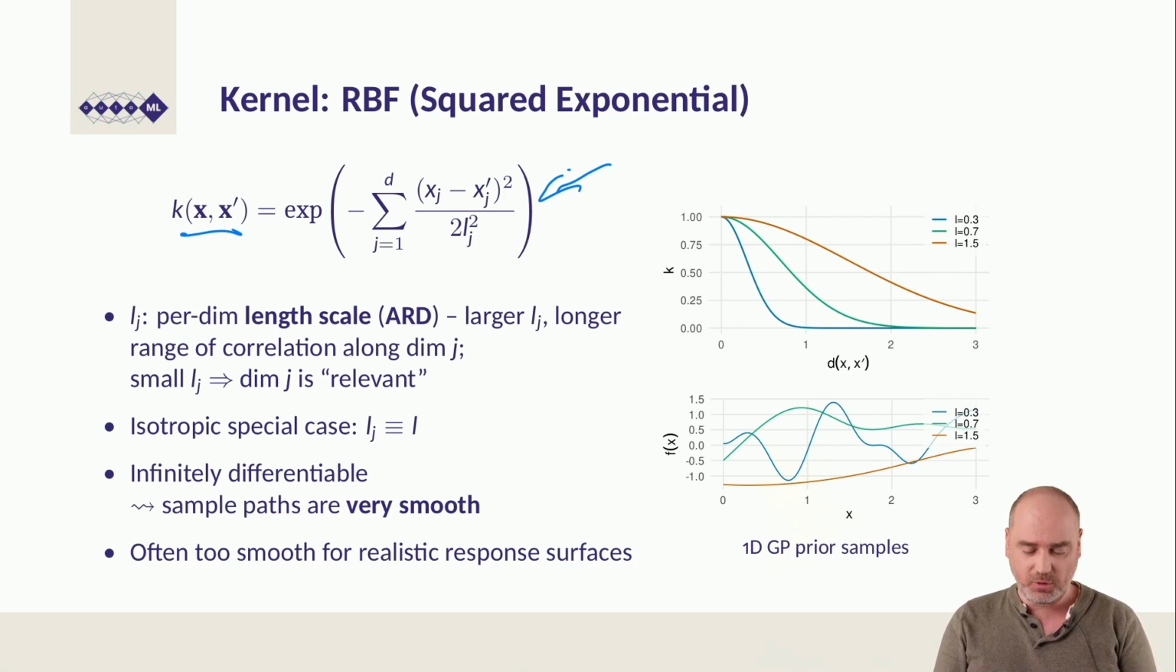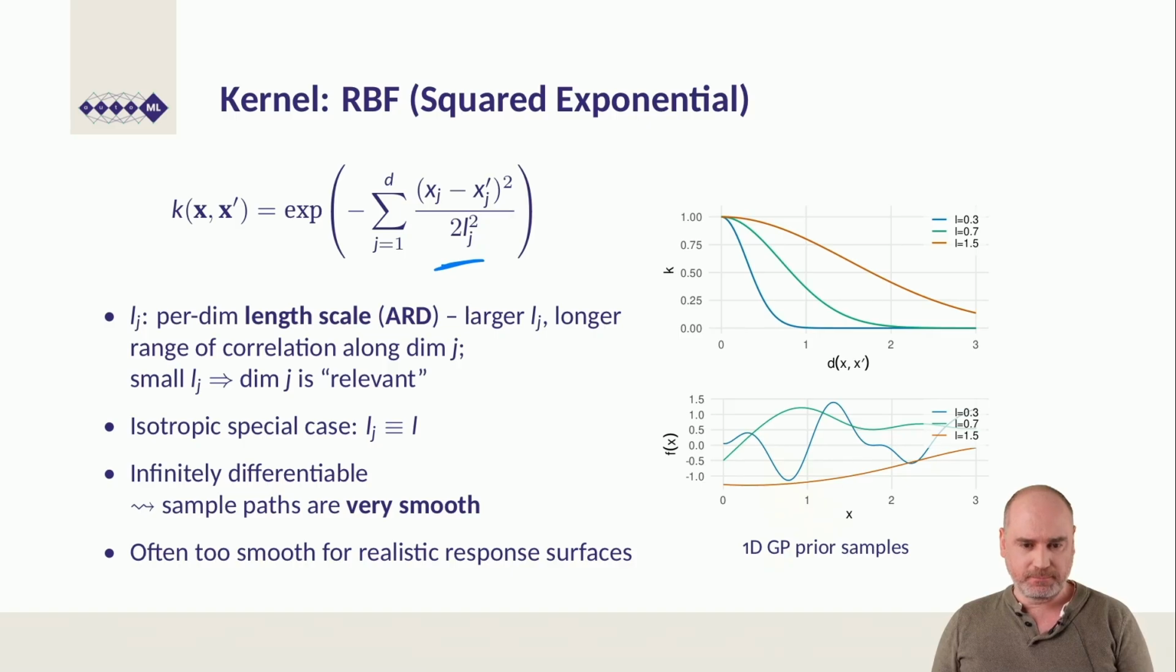Here for the RBF kernel, we compute the Euclidean distance, but we also use a so-called length scale parameterization of the kernel. So you can see these l_j here, and they are used to weight the different feature components of this distance computation. So there's one l_j for each feature x_j. What we can do by that is use a larger l_j, which means a long range of correlation along feature j.